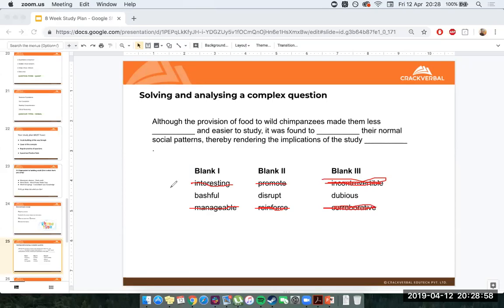One takeaway that I could give you from this is that, when we solved blank one, even if we didn't know what bashful meant, we could still figure out that the right answer would be bashful, right? We knew it wasn't interesting or manageable. So the takeaway is that you don't have to know every single word given. It helps, but you don't have to. All you need to know is enough to help you eliminate. All you need is enough knowledge to give you a sense that this word could work or this word could not work, right?